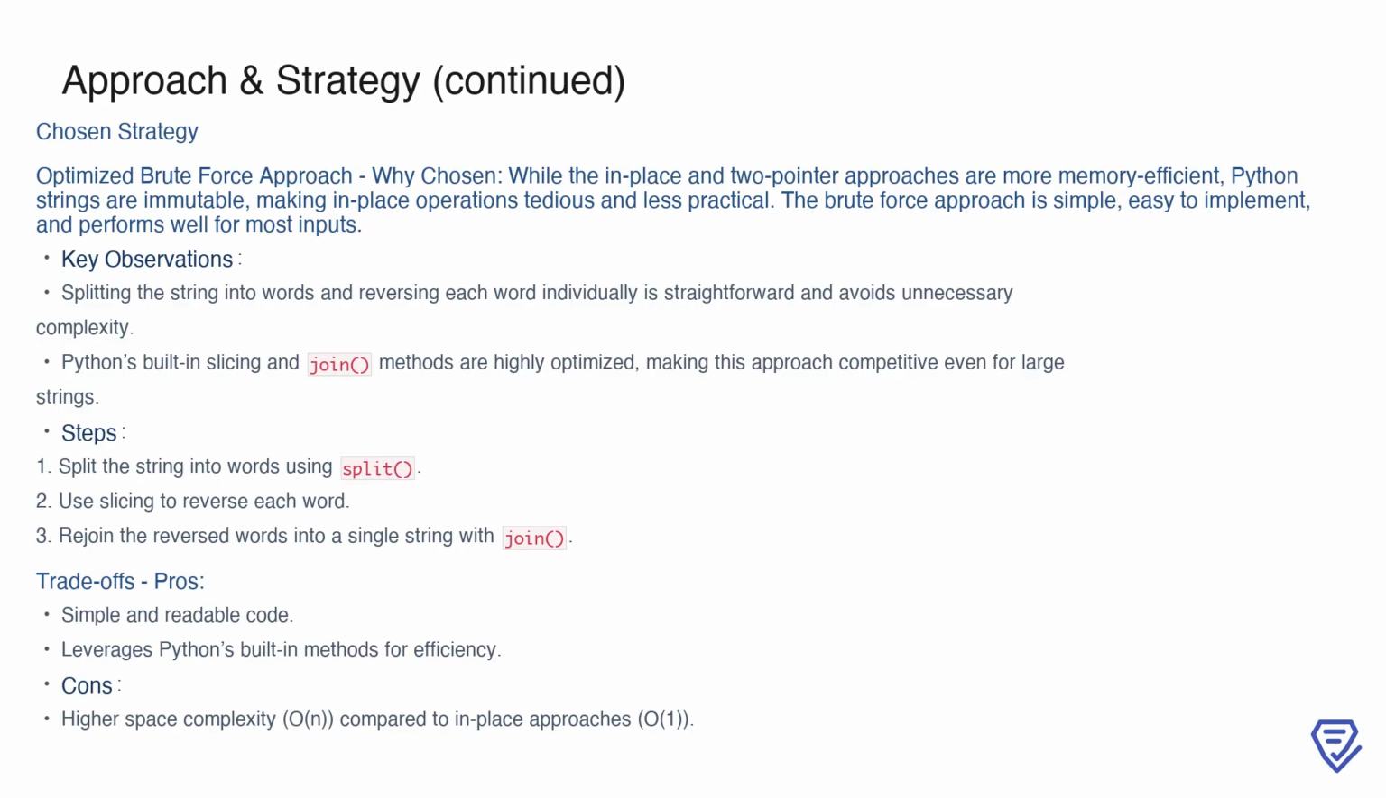The steps are clear: split the string using split, reverse each word with slicing, and rejoin the words into a single string with join. This strategy offers the advantages of simplicity and readability, making it easy to understand and implement. While the space complexity of O(n) is higher than the in-place approaches, the trade-off is worthwhile for the ease of use and the benefits of leveraging Python's built-in methods.